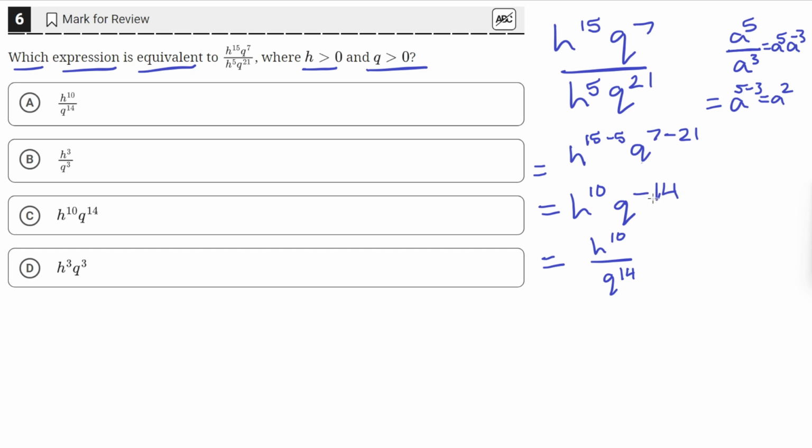When you have a negative exponent, you can take that whole term to the denominator and multiply the exponent by negative 1. So in this case, negative 1 times negative 14 equals positive 14. So this is our final simplified answer, and this is equal to answer choice A.